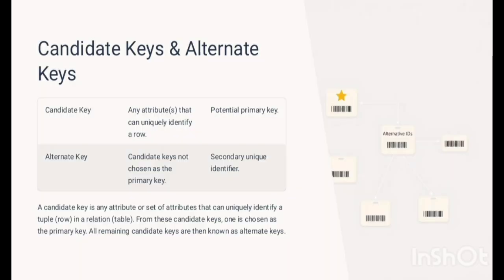Candidate keys are all the attribute sets that could serve as a primary key. Once you choose one, the others become alternate keys, still unique but not your main key. For example, in an employees table, both employee ID and email might be unique. If you pick employee ID as the primary key, email becomes an alternate key.